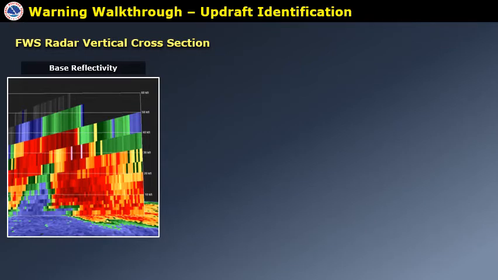Now, some of the key radar features that we've discussed previously are very evident when one takes a cross-section across our storm of interest. In the base reflectivity, we see the pronounced weak echo and bounded weak echo regions are apparent. Again, remember that this weak echo region and then the bounded weak echo region are a sign of a strong thunderstorm updraft.